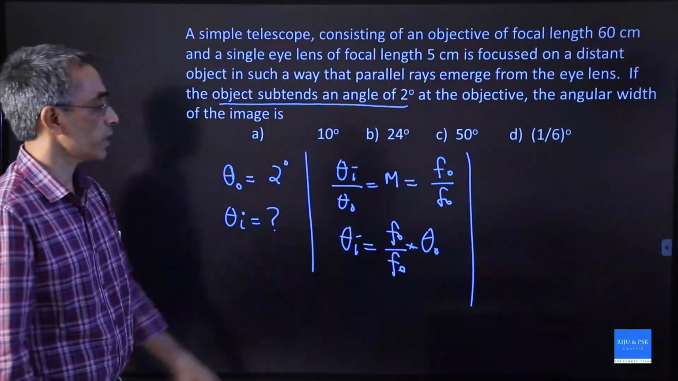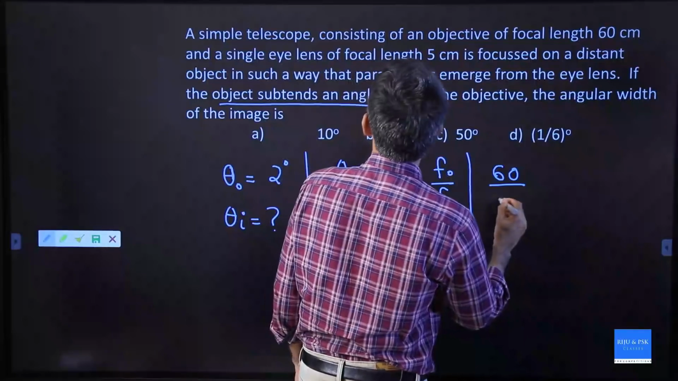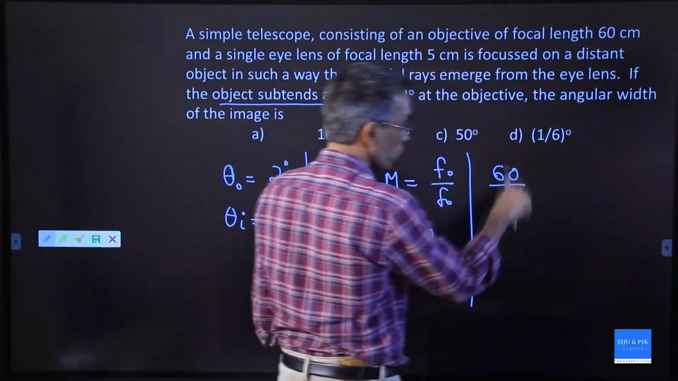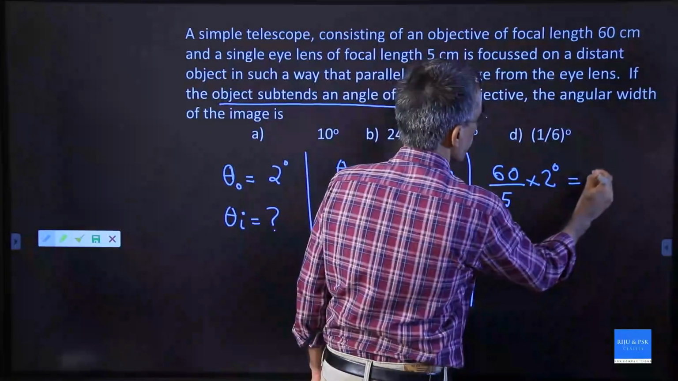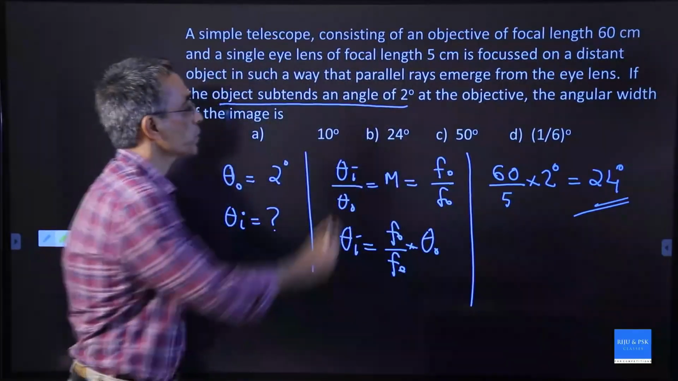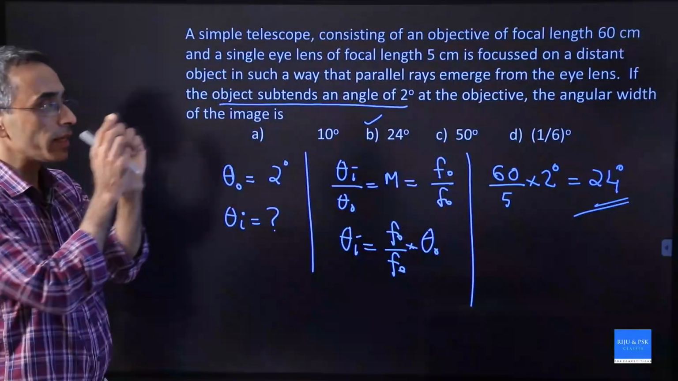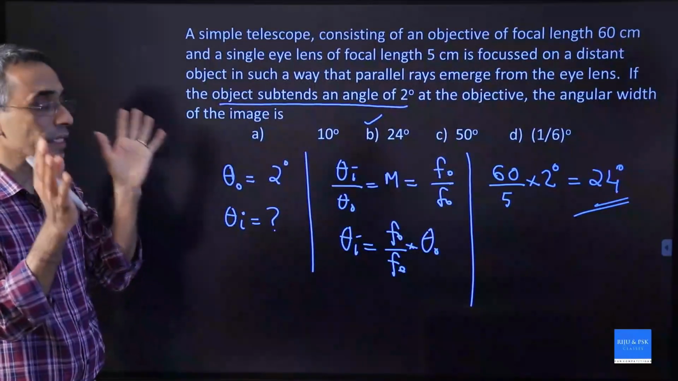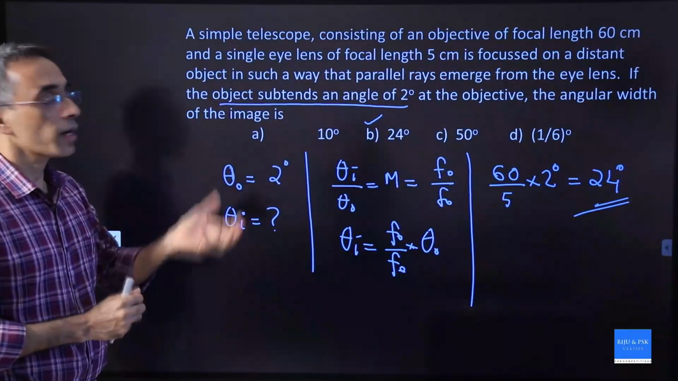Pretty straightforward. FO is given as 60, FE is given as 5. So this gives you magnification of 12, into angular size 2 will give you 24 degree angular size. Option B. So, in the telescope, a small angle of 2 degree is seen as a large angle 24 degree. That is why we can see more detail of the object. That is how a telescope works.